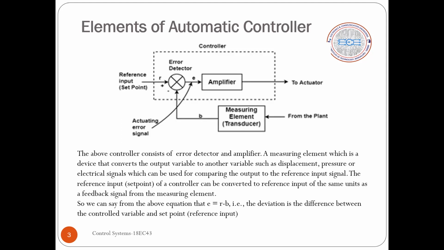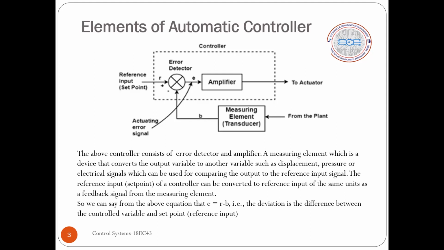In the error detector, a comparison happens. That is, the set point is compared with the actual output. If there is any error, that error signal will tell us whether the output is above the required level or below the required level, whether to push the signal or pull the signal. All these actions will be initiated based on the error signal. So this is the basic block in a controller.